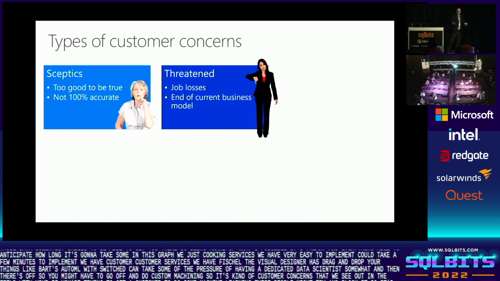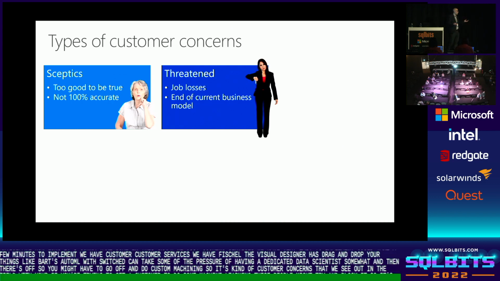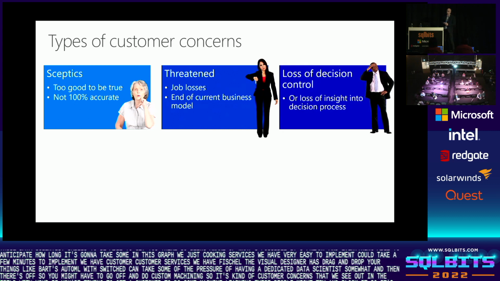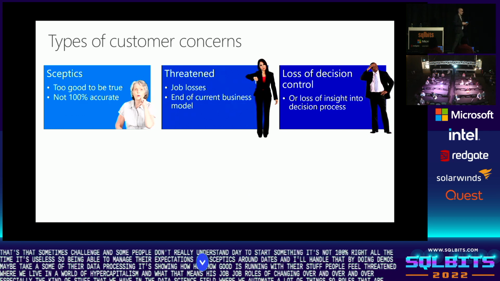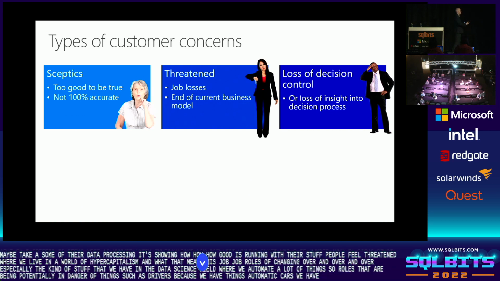And then we have end of current business model. So if you're an insurance company and we have driverless cars, that's the end. You have to completely change your insurance model, for example. People are also worried about loss of decision control. So an automated process, is that going to take away your ability to make decisions?